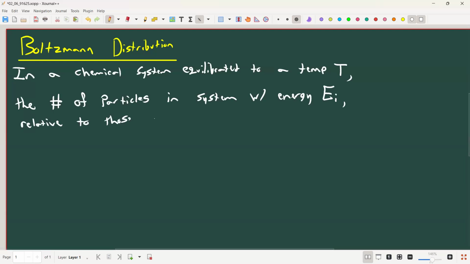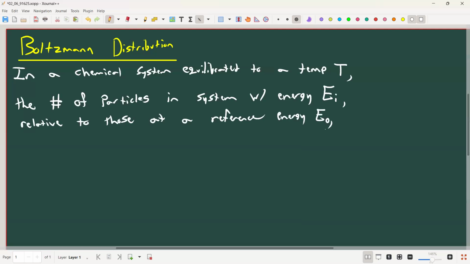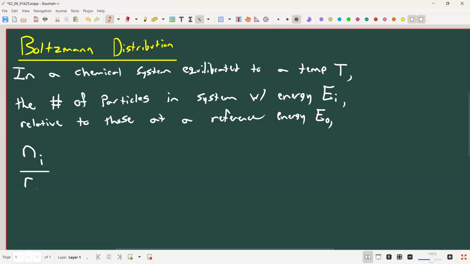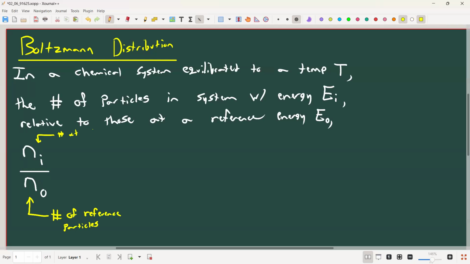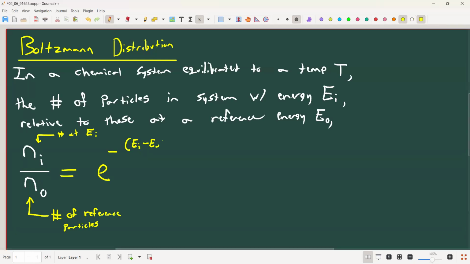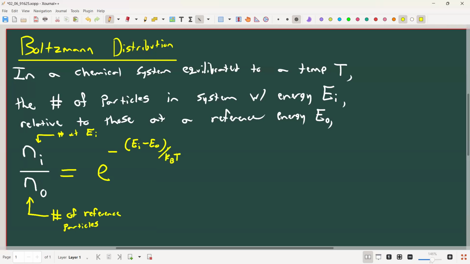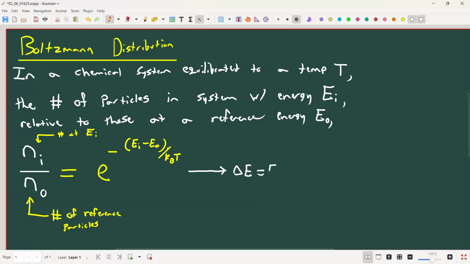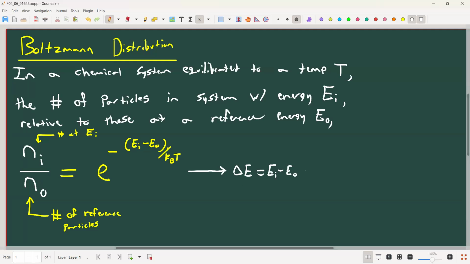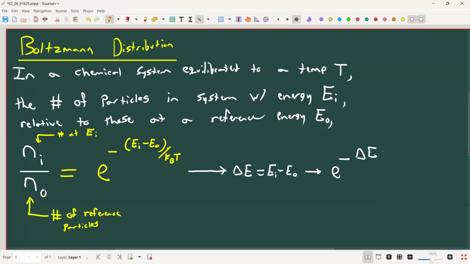to those at a reference energy E_0. We can say the number of particles in state i, or energy i, divided by the number of particles in state 0, N_i over N_0, is equal to e to the minus (E_i minus E_0) divided by k_B T. We can simplify that if we let delta E be E_i minus E_0, some energy difference, then we can just write e to the minus delta E over k_B T.